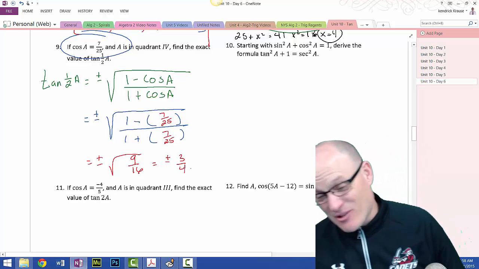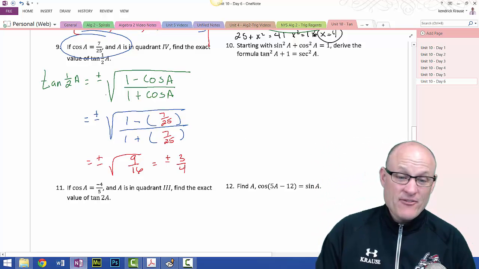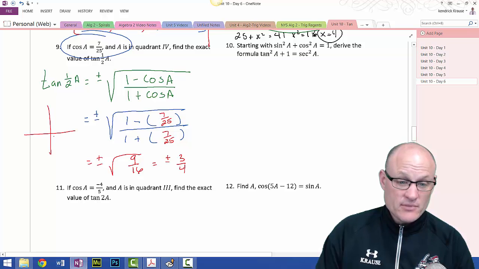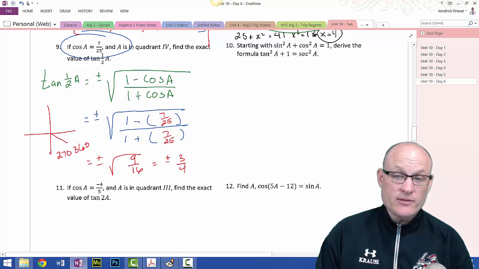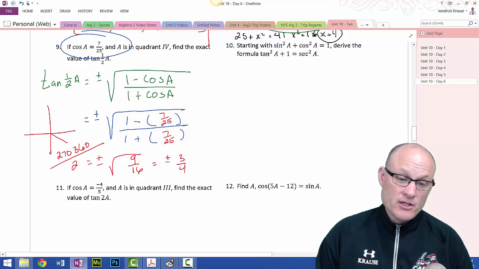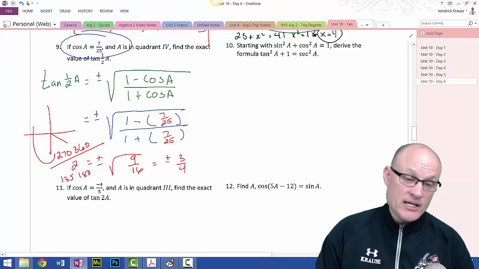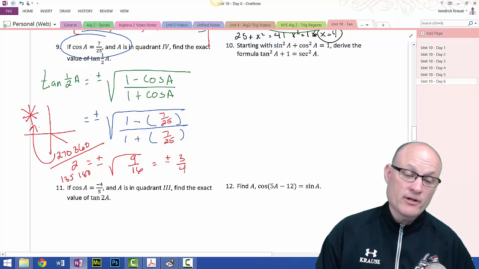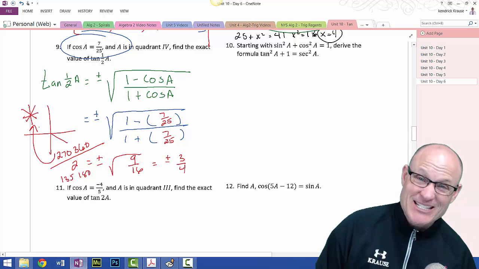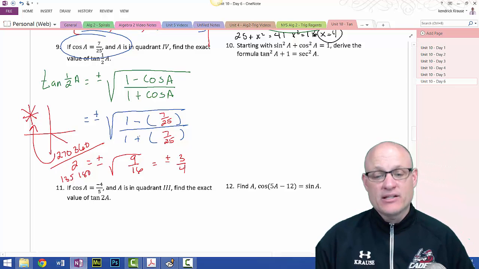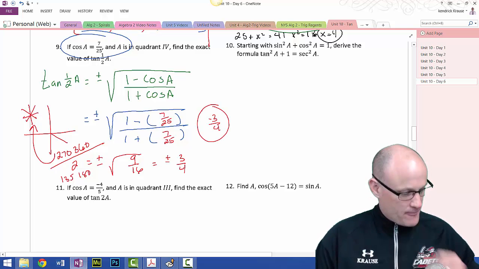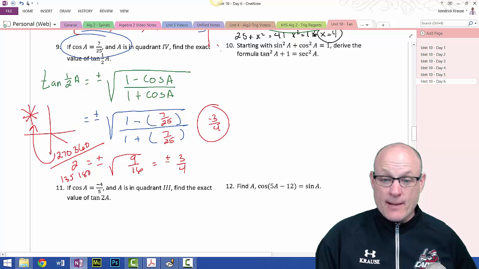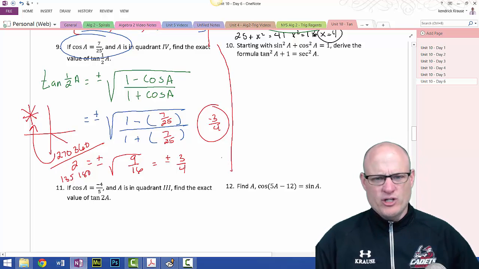Now, I have to decide whether it's plus or minus. Now, hold on a second. If my angle was in the 4th quadrant, that means it's between 270 and 360. And I divide those by 2. That means it's between 135 and 180. That puts it into the 2nd quadrant. And what do I know about tangent in the 2nd quadrant? It's negative. So the answer here is negative 3 over 4. Even though my answer sheet says positive 3 over 4, it's absolutely negative 3 over 4. Tricky question.